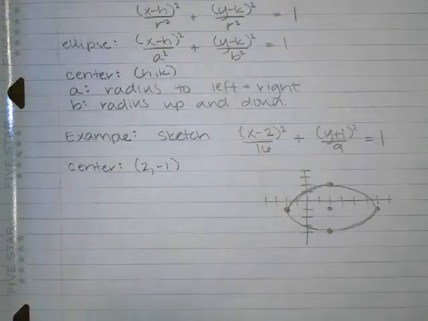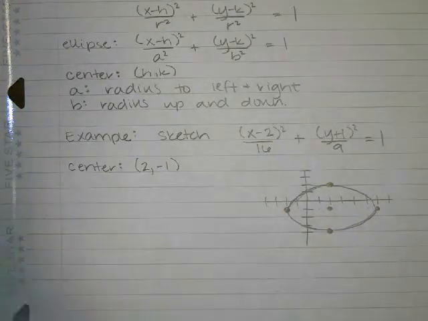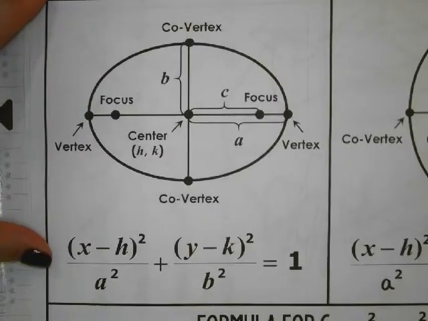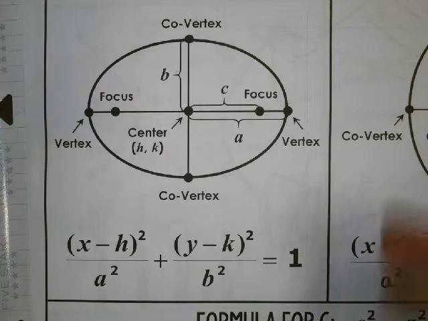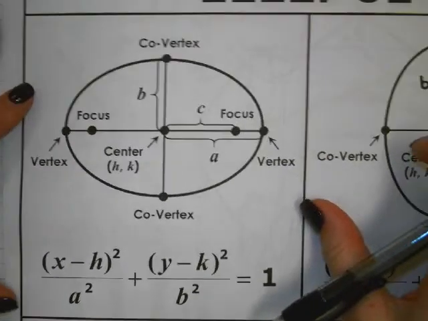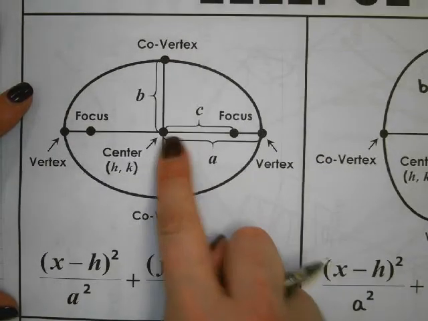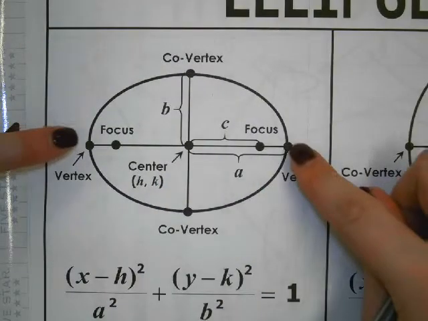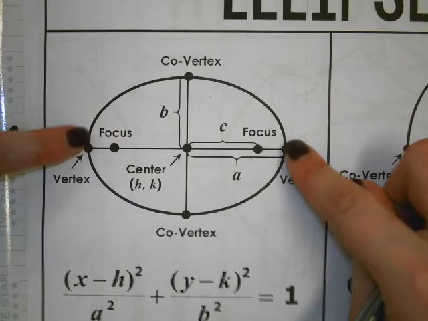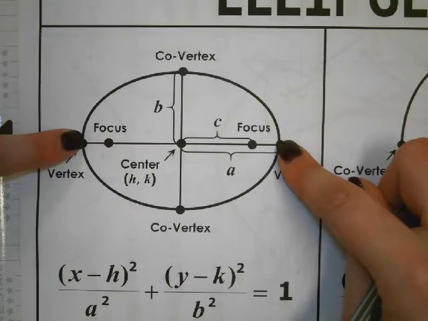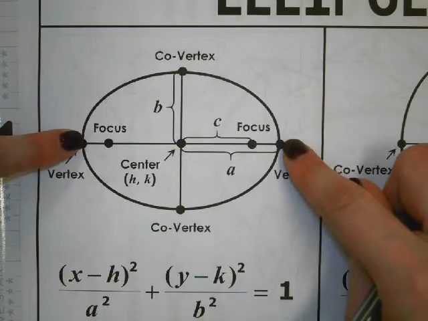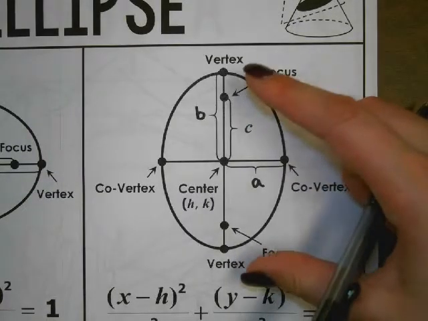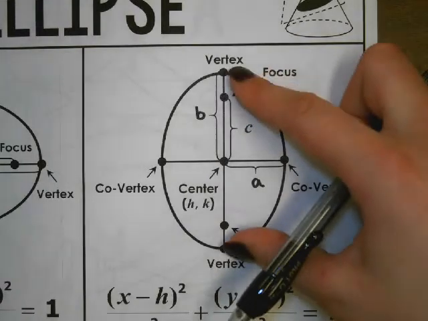Okay, so let's go ahead and look at our packet, and then we can see the ellipse and all these different vocabulary words that go with it. These are all the different things that we're going to be finding, and this packet is really going to help you do that. So you can see that this A value is how far we go to the left and right, and then whichever one is more, if it's wide, you would say the vertices, vertex for one, vertices if you're talking plural. The vertices would go left and right, but if we're looking at this version where it's taller than it is wide, then the vertices would go up and down.